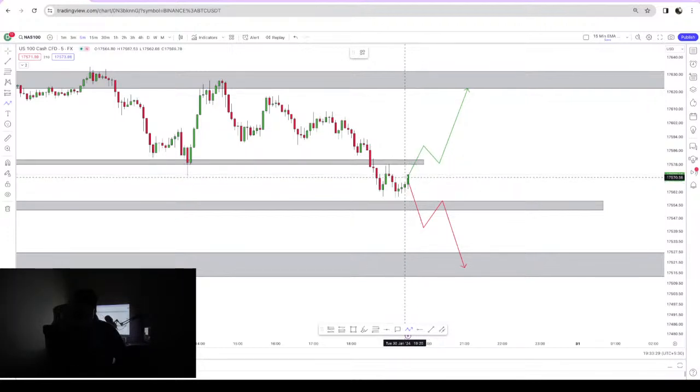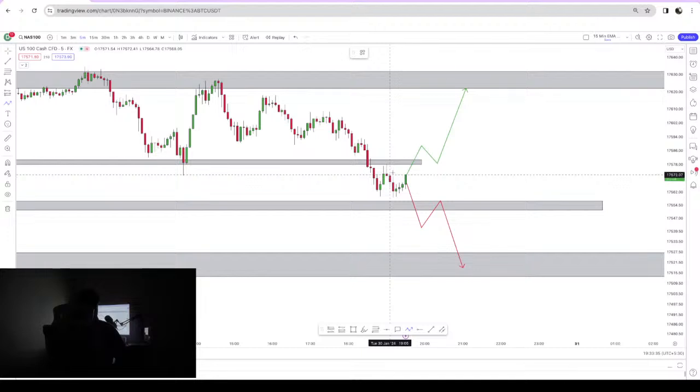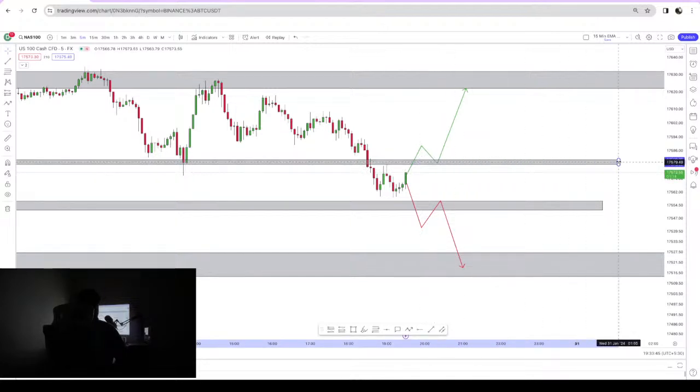Next, what can be the next one? I think right now these two scenarios are okay for us. Then we'll see according to the reaction of the market how it proceeds. We'll decide further analysis, right? Just hold on for a second.